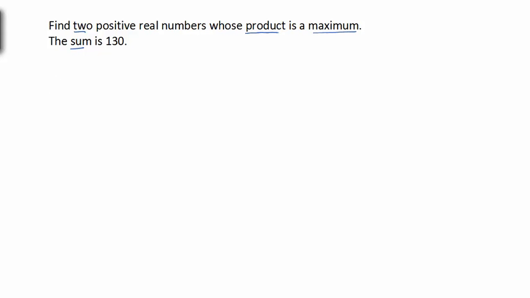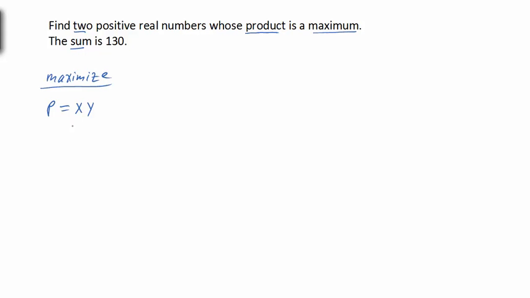So what we want to do is maximize the product. So the product is going to be equal to two numbers, and I'm just going to say the two numbers are x times y, and you can use any letter you want here.